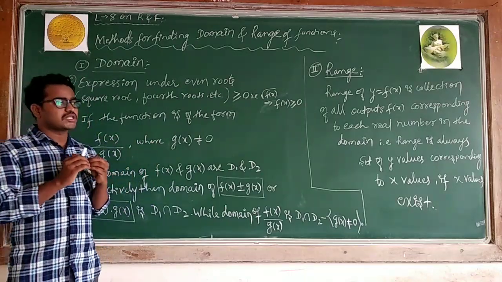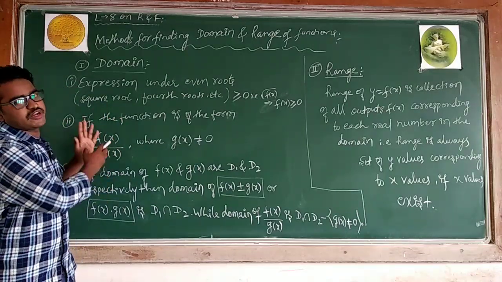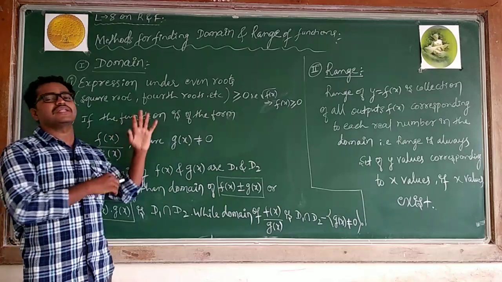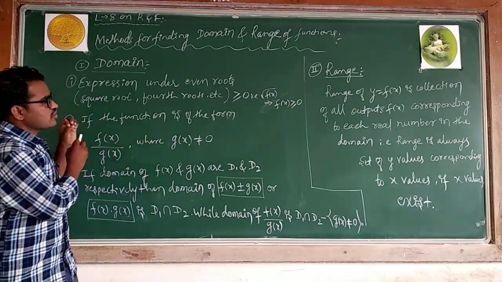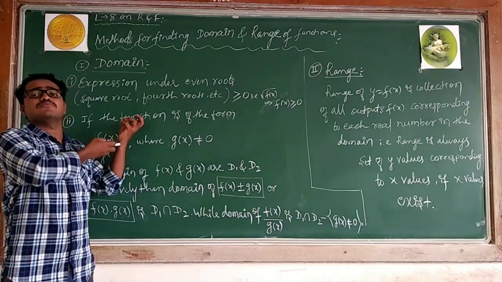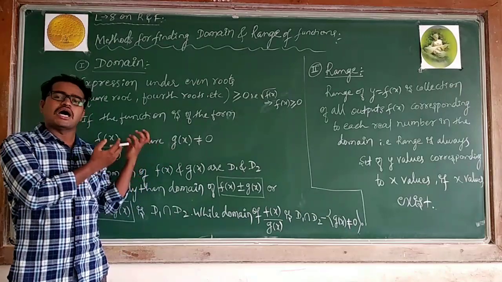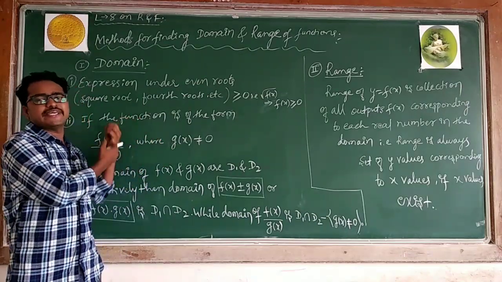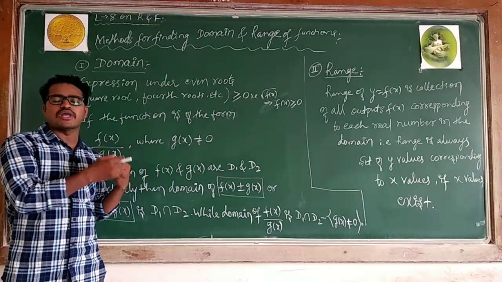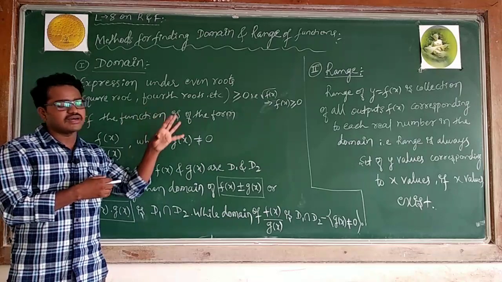You concentrate on some points. I wrote here some points. While finding the domain, you have to take care of these. According to the domain, you will get a range. Don't worry about the range. When we are taking care of the x values, the domain values, you will always get the range. Range always corresponds to the values of x. When you say domain, the corresponding values of y will give the range.